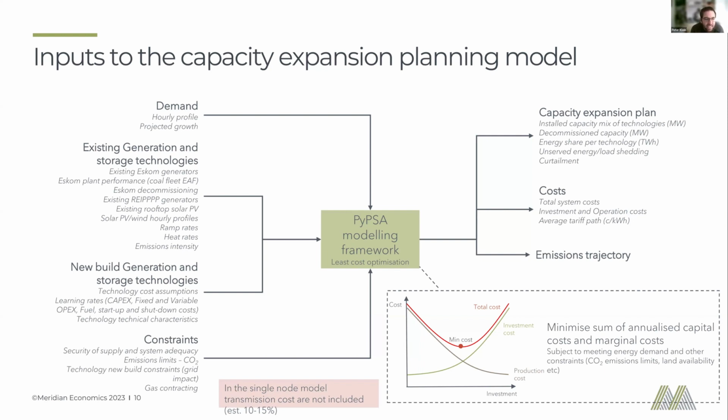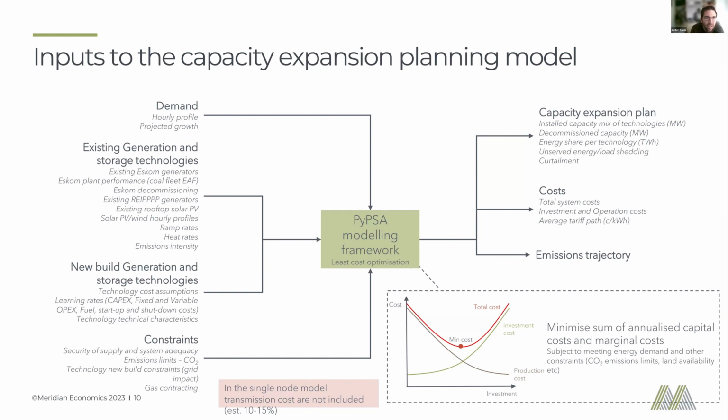Then within your optimization, there are different constraints that can be applied. The first fundamental constraint is that you're trying to really match supply and demand, although there is some level of load shedding that you can allow in the model for a limited number of hours, so you avoid cases where you overbuild for just a few hours. And then some of the more common constraints that you would apply are emissions limits, and then new build constraints. Specifically, because of grid limitations, how much new technology you can build where.